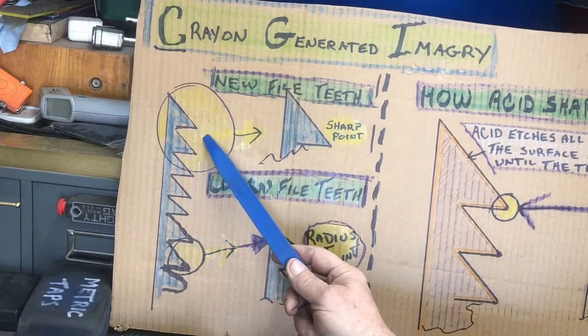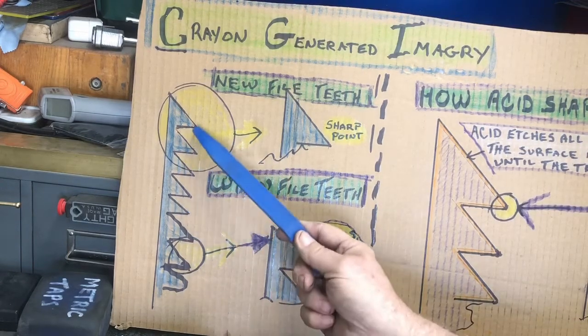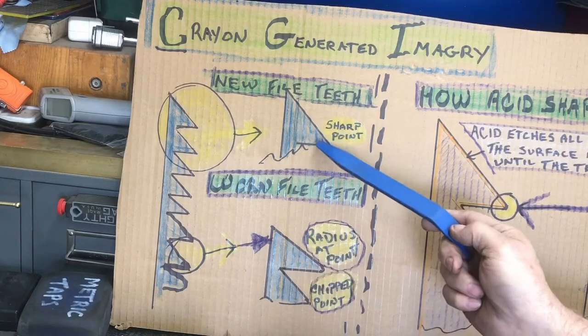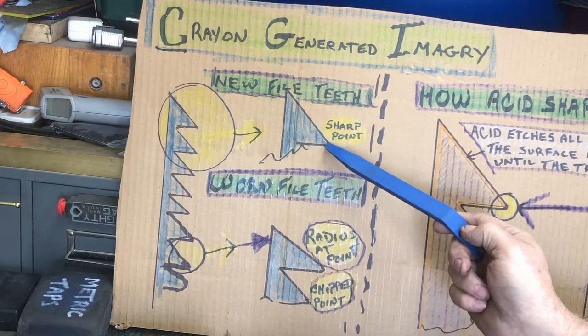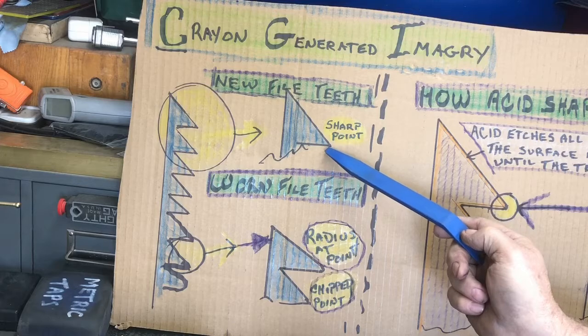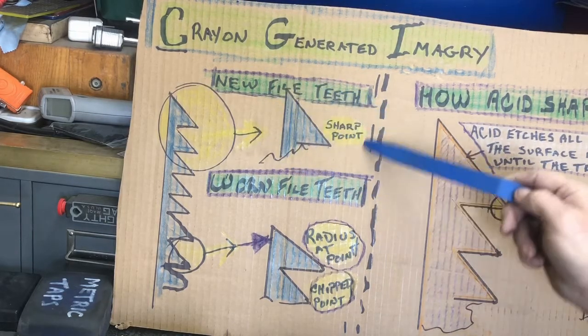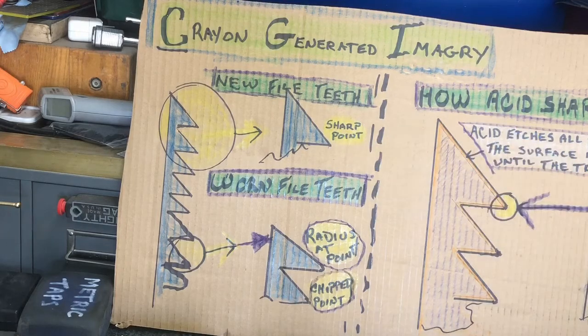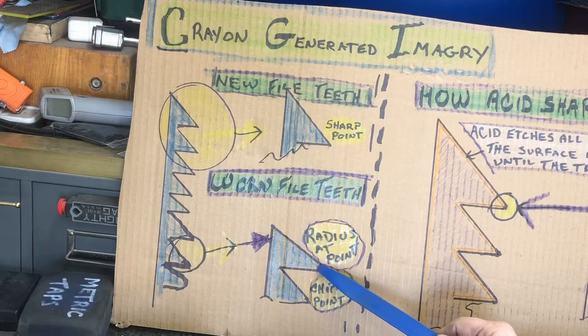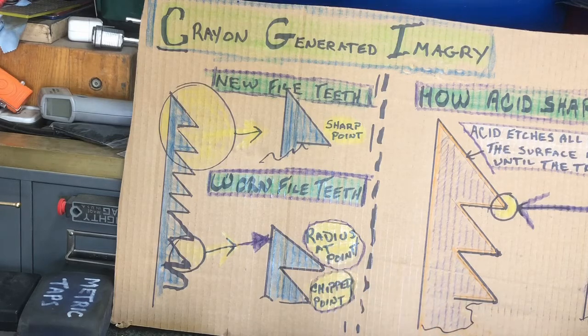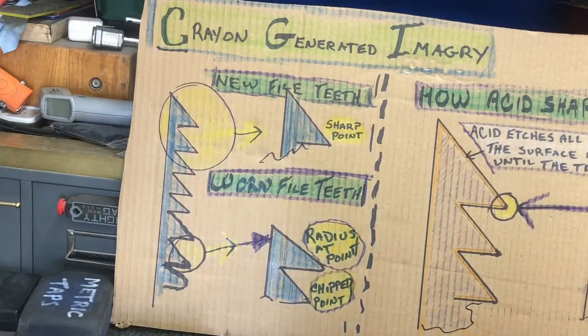So here's a brand new file right here. If you zoom in with a microscope, this point has almost no radius. It's very sharp. And they have relief angles and stuff, but that's why the file cuts. All the teeth are really sharp. As it wears, it starts to rub off the tips, or it gets stuff packed in here, or you chip the teeth, and you end up with a radius or a chip at the tooth. And that's why the file stops cutting.